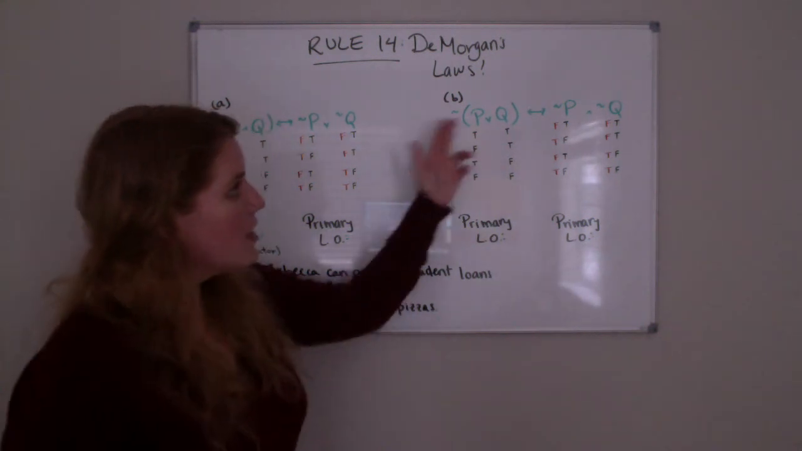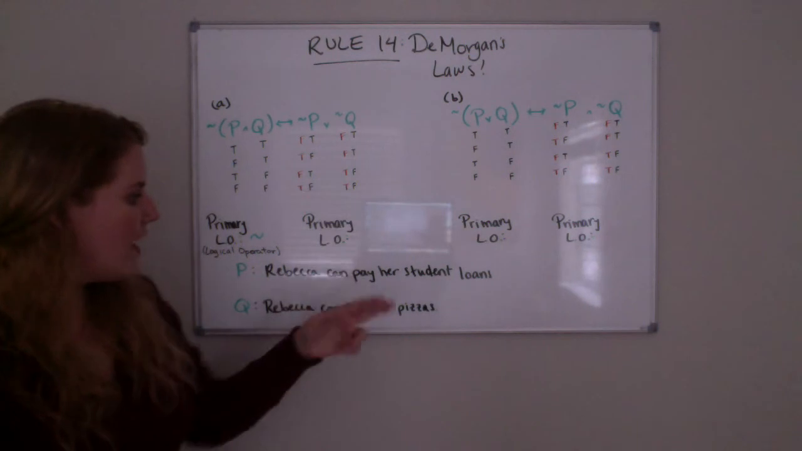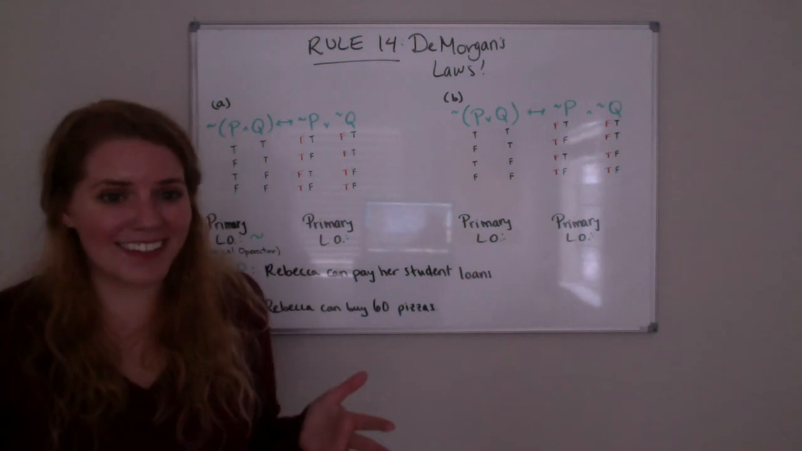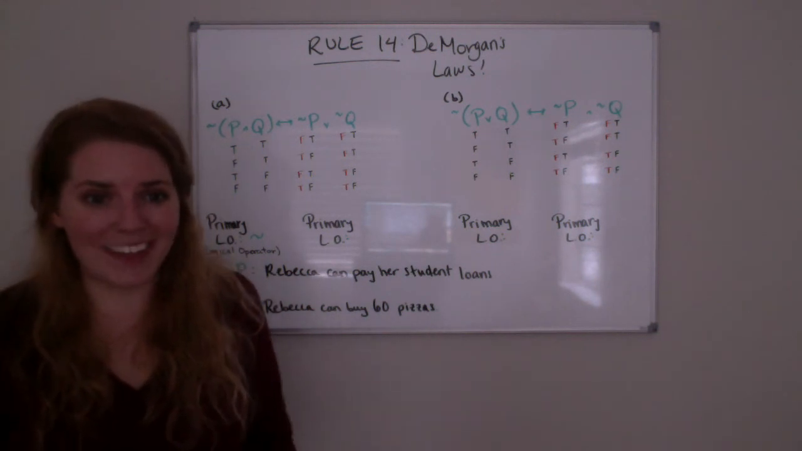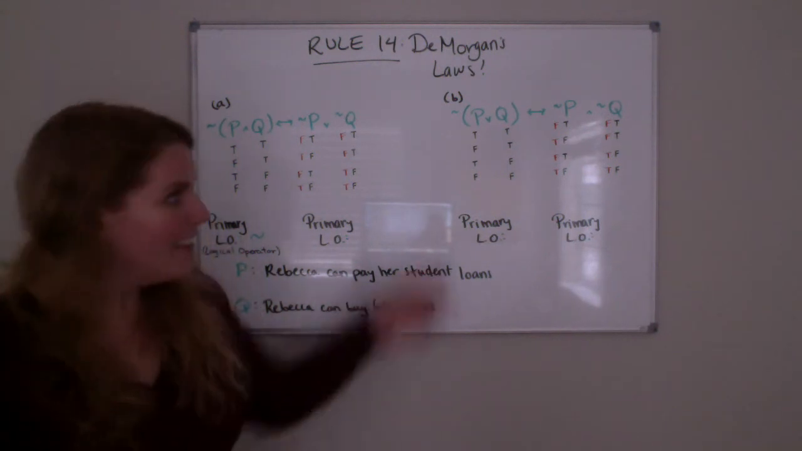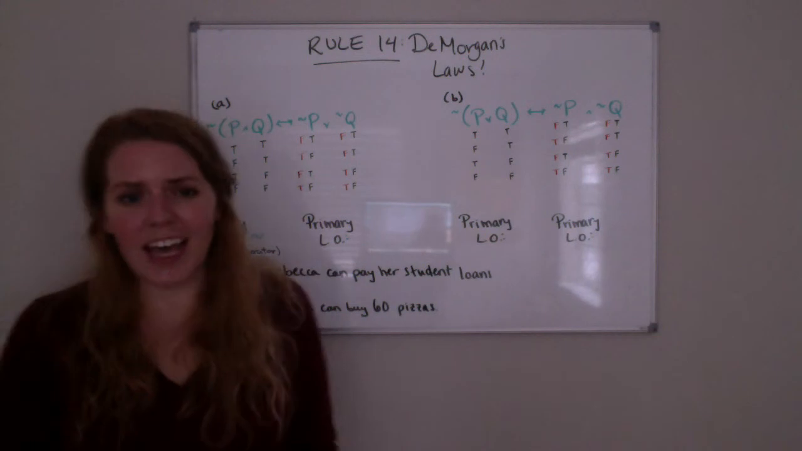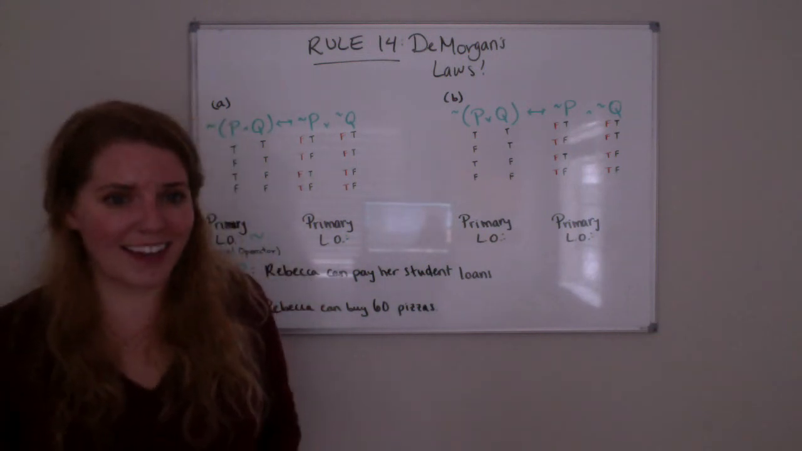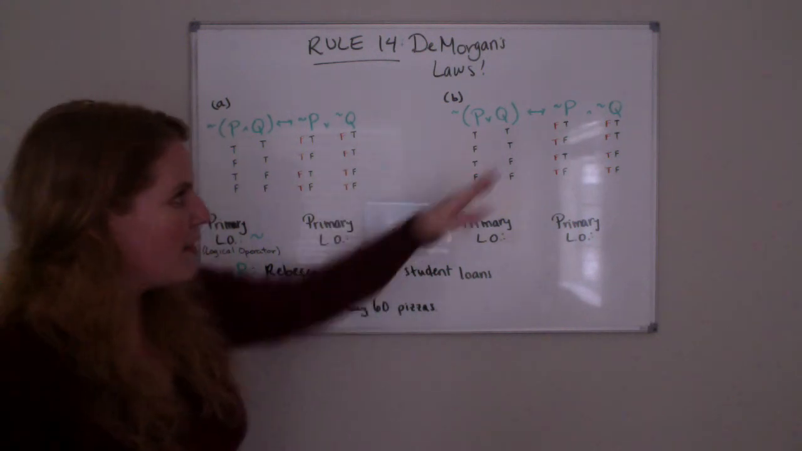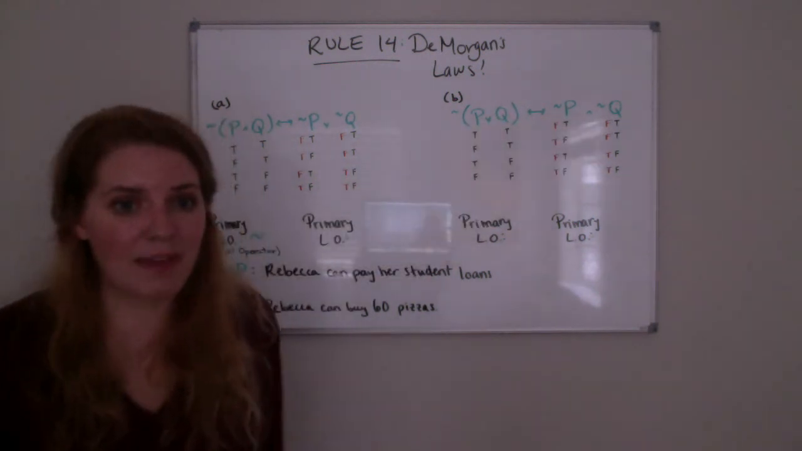So this says not (P or Q) is logically equivalent to not P and not Q. So we would say it is not the case that Rebecca can pay her student loans or buy 60 pizzas. That would mean that something like I spent way more money in Italy on Prosecco or something than I meant to, and now I don't have enough money to pay my student loans or to buy 60 pizzas. So we're saying it is not the case that Rebecca can pay her student loans or buy 60 pizzas. I'm filming this before I go to Europe, and this is totally hypothetical. I hope this is not the case. Saying hypothetically, I cannot pay my student loans or buy 60 pizzas. That's logically equivalent to saying I cannot pay my student loans and I cannot buy 60 pizzas.